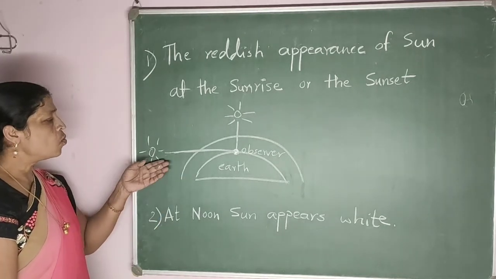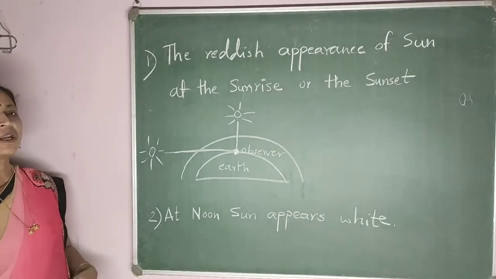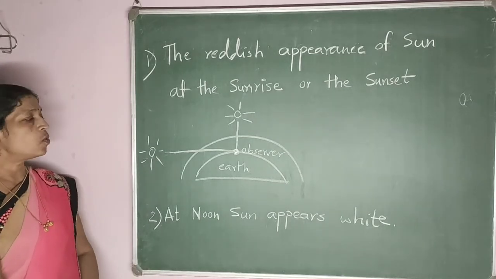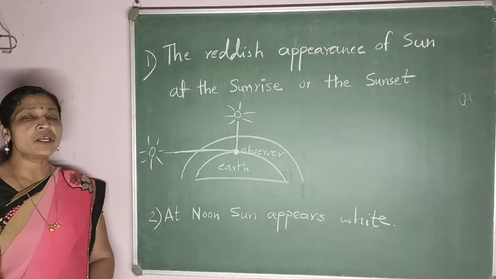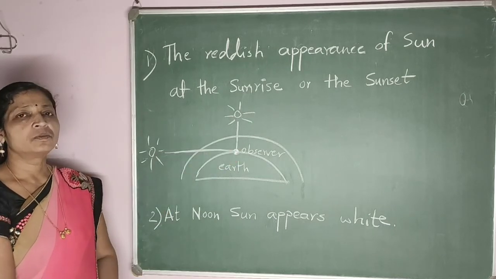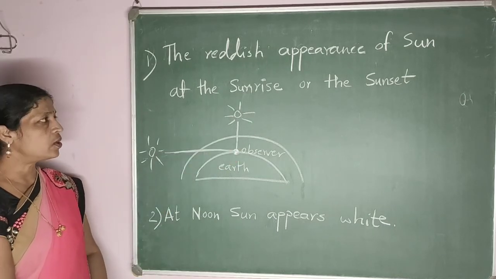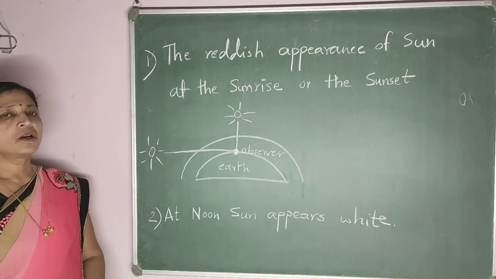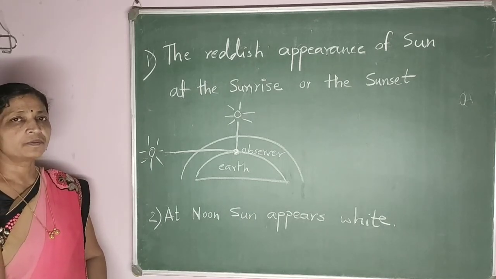Due to that, most of the shorter wavelengths get scattered away, and only the red light, which is least scattered, reaches the observer. And due to that, the sun appears reddish at sunrise and sunset.